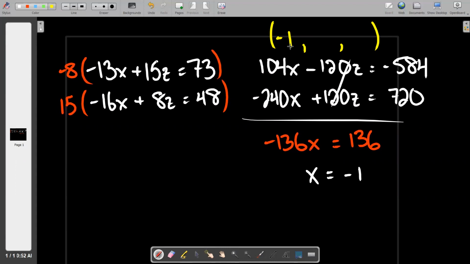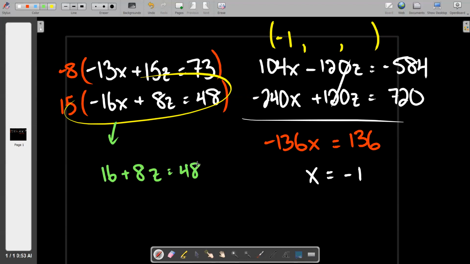And who do I have to find next? I don't have a choice. I have to find z. You have to go back to the place where it's a system of 2. You cannot go back and storm the original castle yet. So as far as finding z, I'd probably take this equation here, the one I have a yellow circle around. I'm going to write it as 16 plus 8z equals 48. Subtract 16, you get 32. Divide by 8, you get 4.